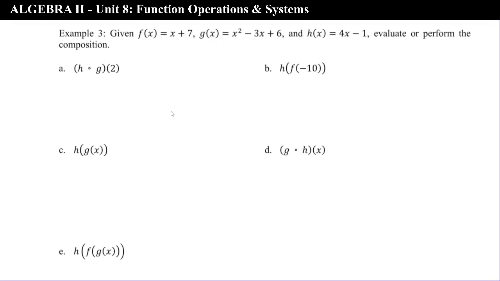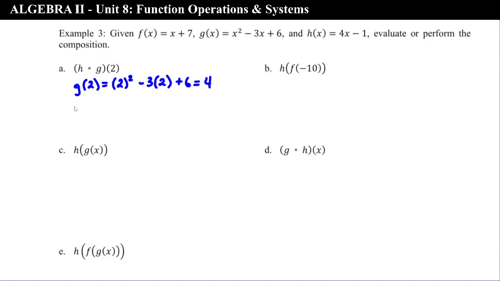So let's start with these two functions, or actually we're given three functions. Let's start with h of g of 2. Well, first we're going to do g of 2, because that's going to be our innermost part. Well, g of 2, we're going to substitute 2 in for x here. We get 2 squared minus 3 times 2 plus 6. And then when you do that math, you can simply put it in your calculator if you like. You're going to end up with 4.